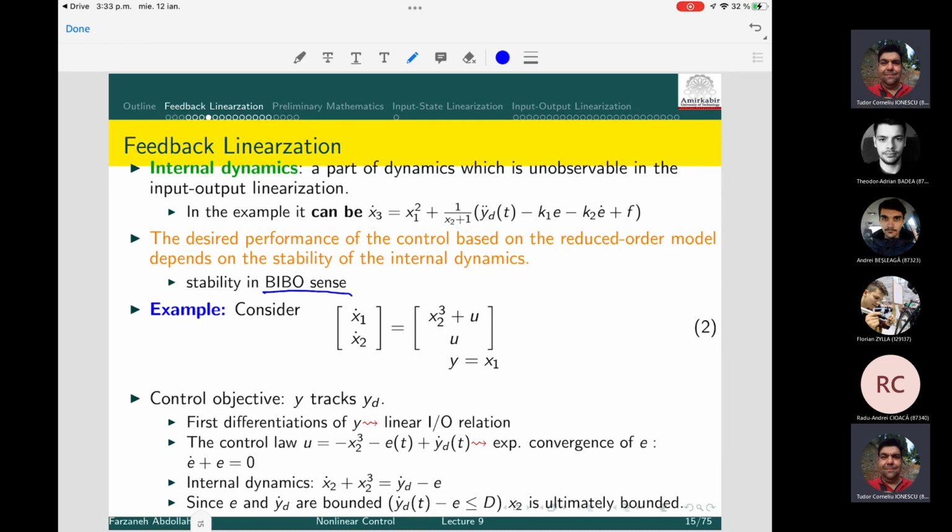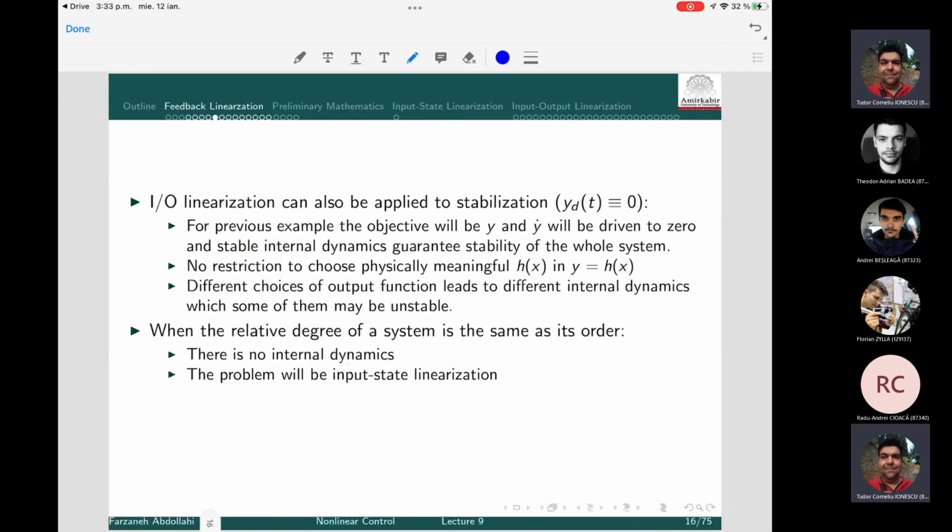And you have an exponential convergence, it says here, of the error. This is the error, y minus yd. What is the internal dynamics? It says here x2 dot plus x2 to the third power is this guy. This is the internal dynamics. Since the error and yd, yd dot are bounded, x2 is also bounded. So things are quite all right.